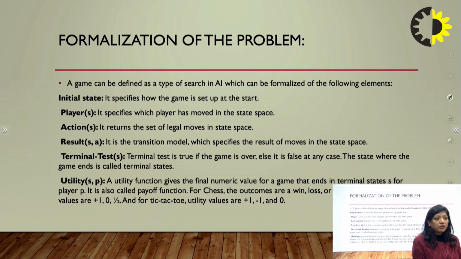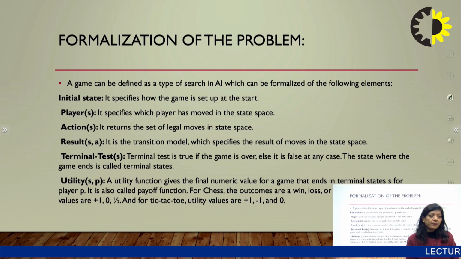So to formalize this problem, we have some steps. First one, we have initial state, player, action, result. Initial state specifies how the game is set up at the start, and player specifies which player has the move in the state space, and actions returns the set of legal moves in the state space. Result is a transition model which specifies the result of a move in the state space, and the terminal test is true if the game is over, else it is false. The state where the game ends is called the terminal state.